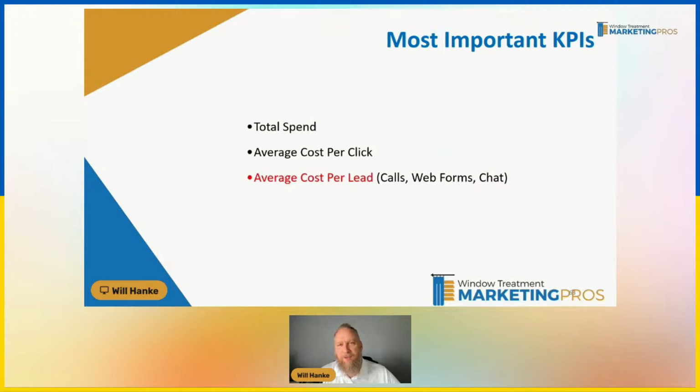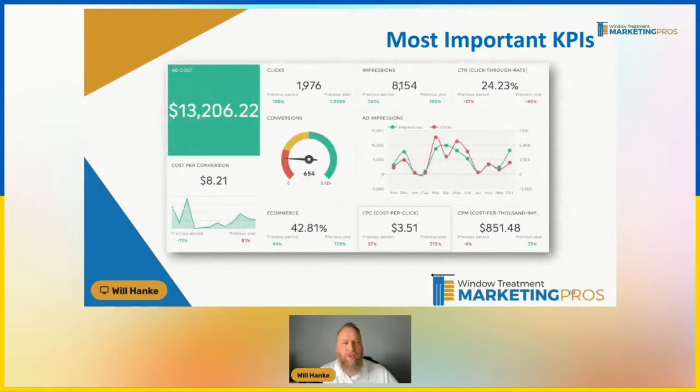Now, for us, there's a couple different things. Total spend, obviously you want to know that every month. Your cost per click, or how much it costs you every time somebody clicks on your ad. But most importantly is cost per lead. So I put $1 in, $5 came out. So I spent $1 and I made $5 in lead value. That is definitely the most important. Again, all of this can show on your dashboard.